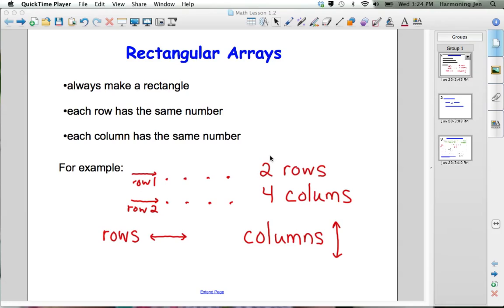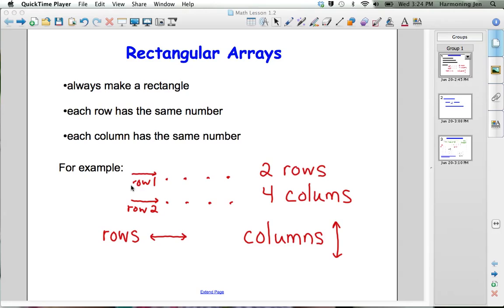First of all, they always make the shape of a rectangle, hence the name rectangular arrays. That means that each row will always have the same number of objects in it. Also, each column will have the same number of objects. For example, here we have an array. You can see here there are 8 total dots in the array. So this is an array for the number 8.